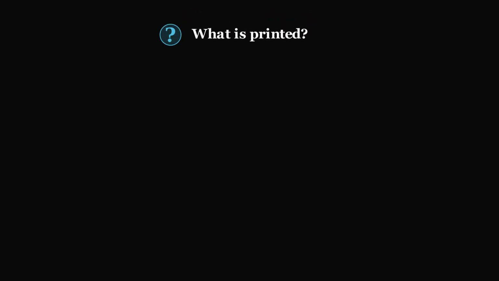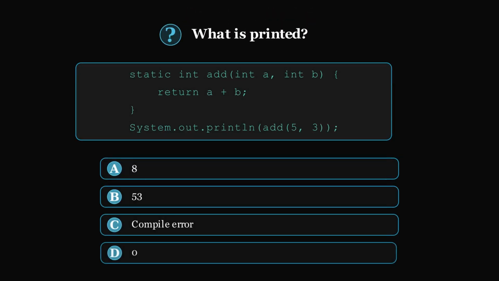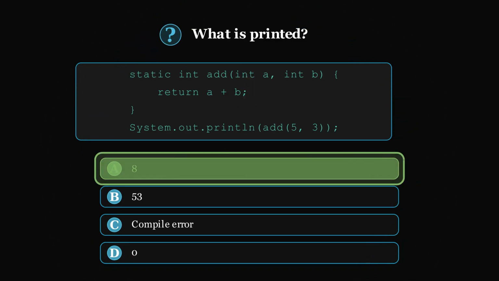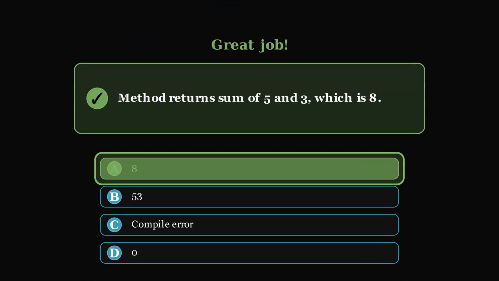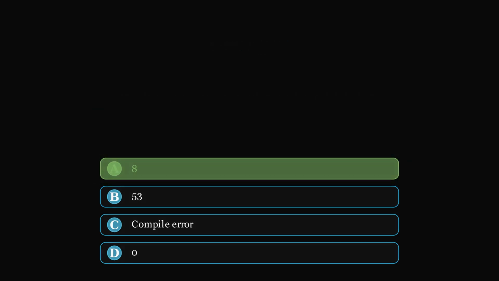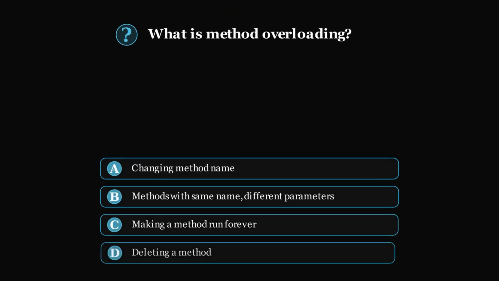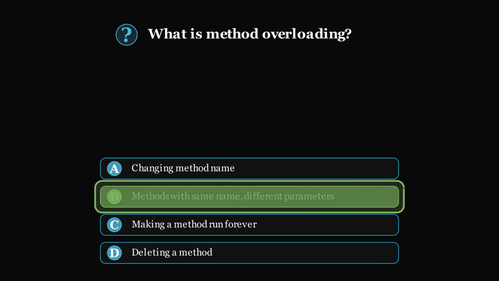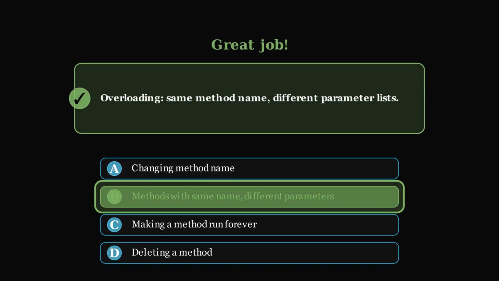What is printed? Which one is correct? The correct answer is, method returns sum of 5 and 3, which is 8. What is method overloading? Which one is correct? The correct answer is, overloading. Same method name, different parameter lists.